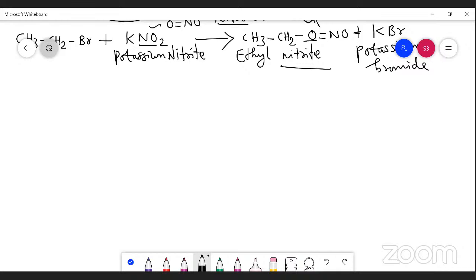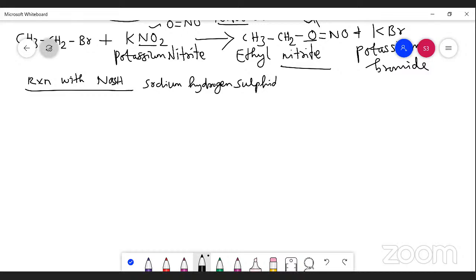How it reacts with the... reaction with the sodium hydrogen sulfide, NaSH. Okay, so first let us take one haloalkane, CH3CH2Br.